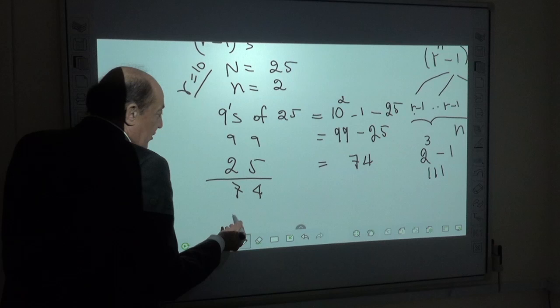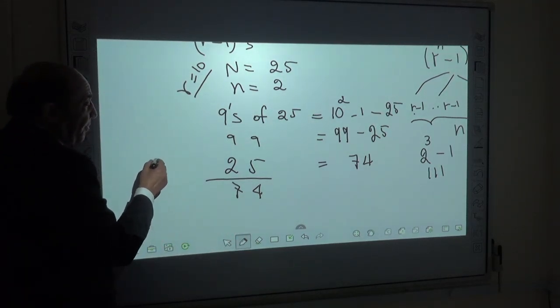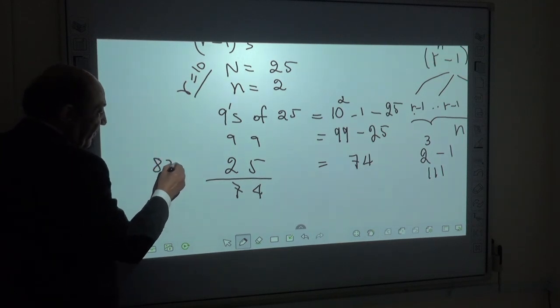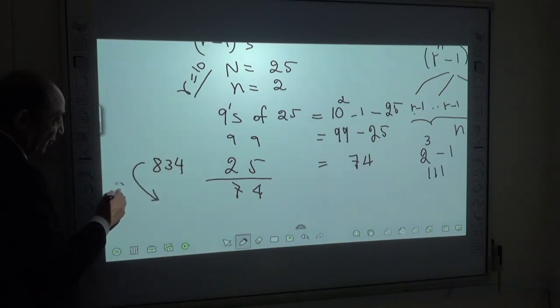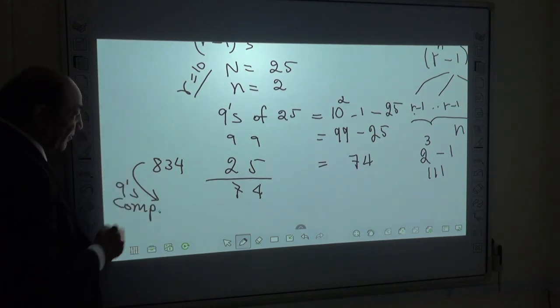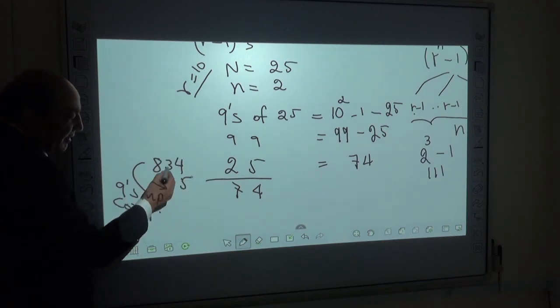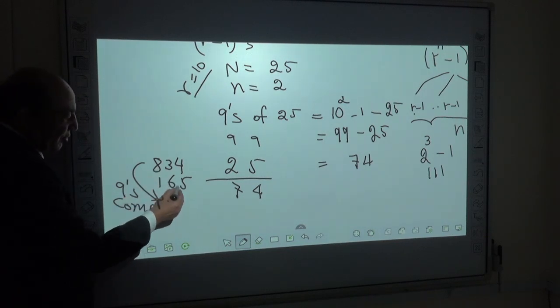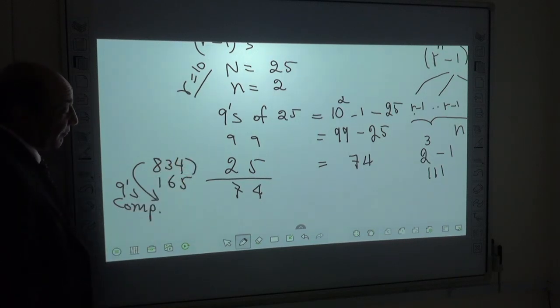And to find, for example, the 9's complement of the number 834, we directly subtract from 9: 165. This is the 9's complement of 834.